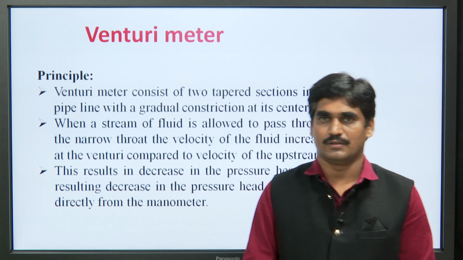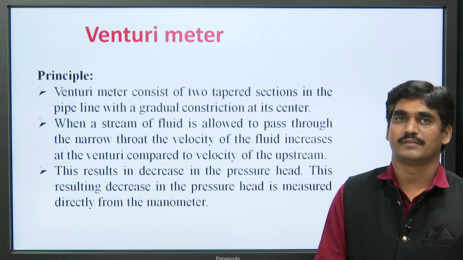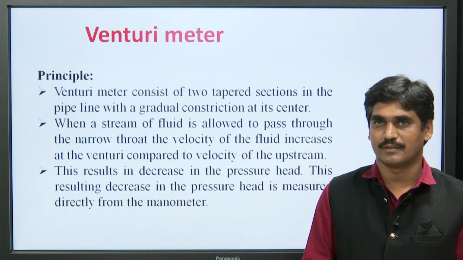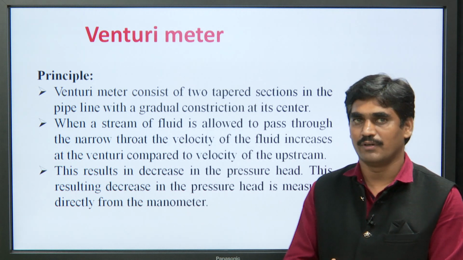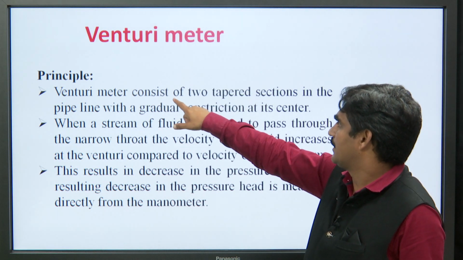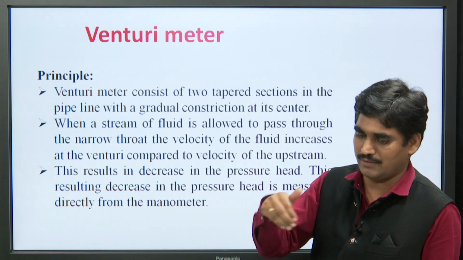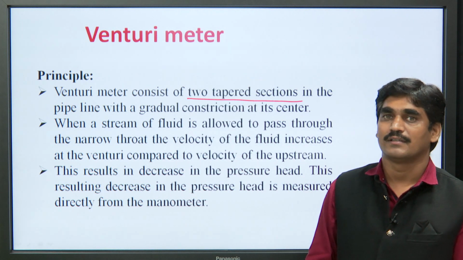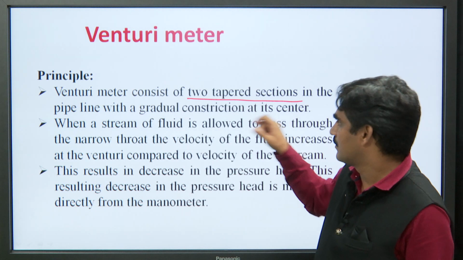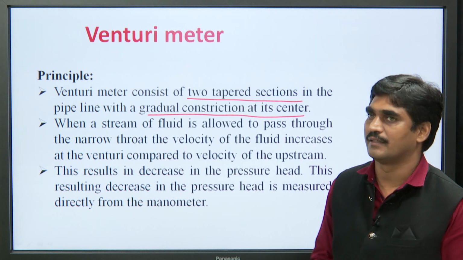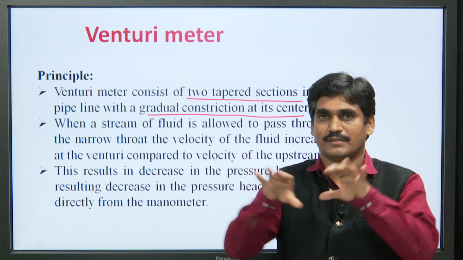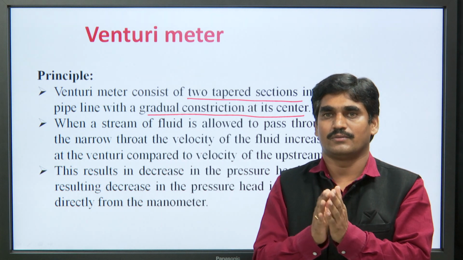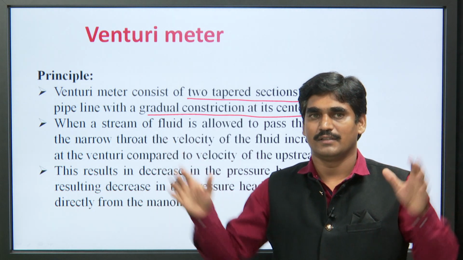Now, the next instrument that comes is the Venturi meter. By the use of this Venturi meter, we can easily determine the rate of flow of fluids. This Venturi meter is somewhat similar to the orifice meter, but in this case two tapered sections are there in the pipeline with a gradual constriction at its center. That means, from the center it is constricted, and on both the outer sides it is expanded.